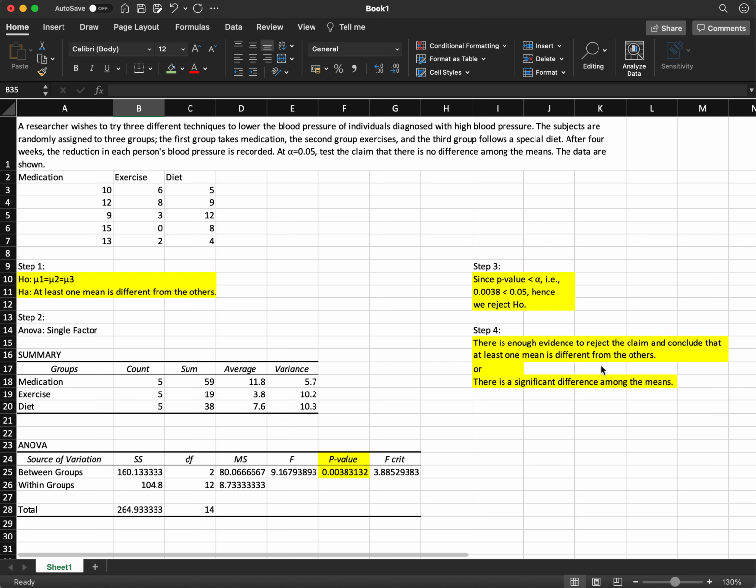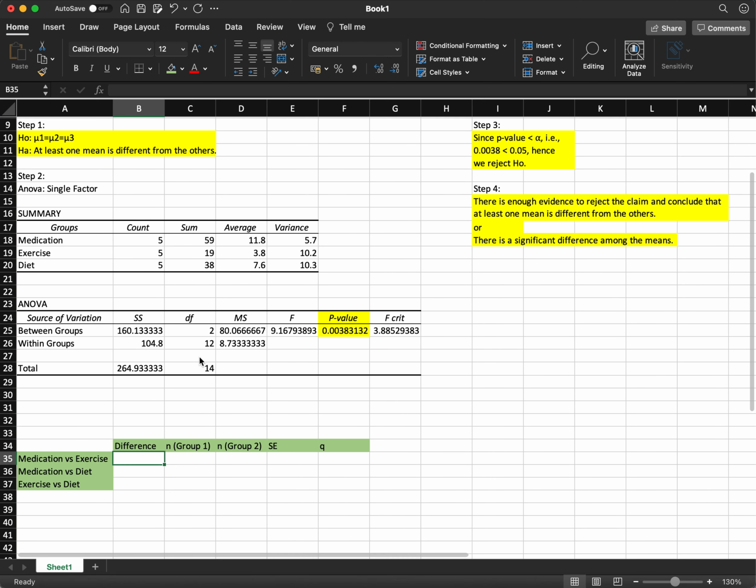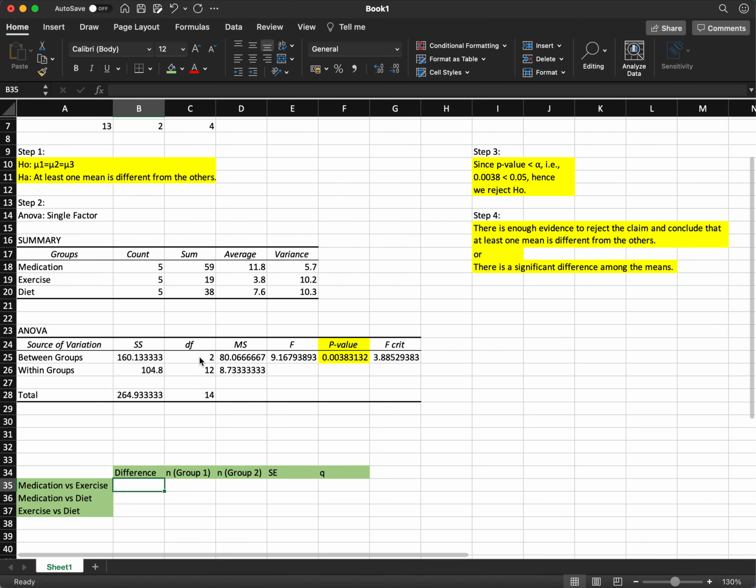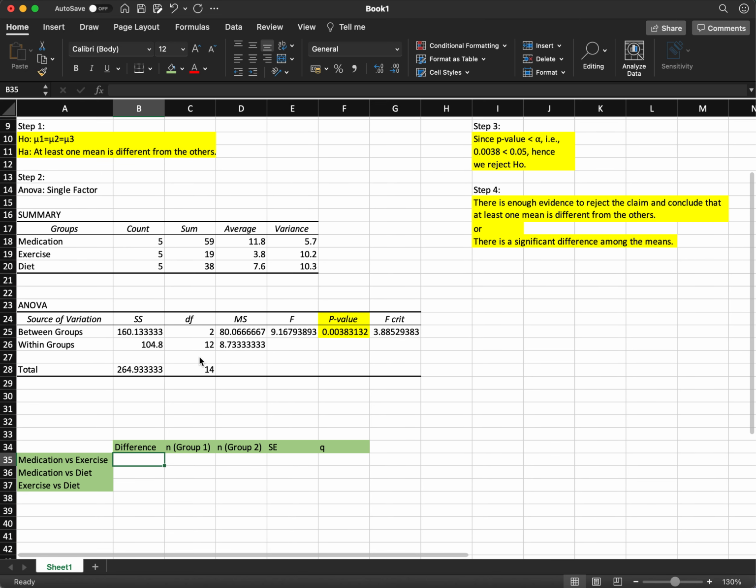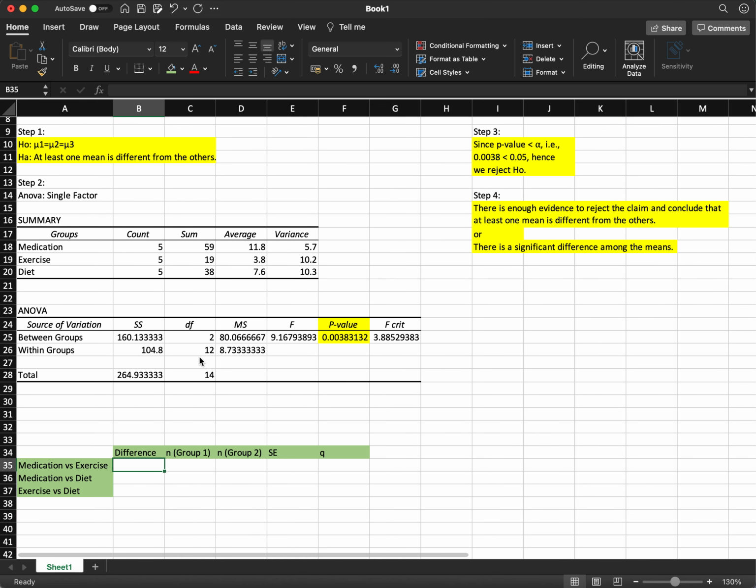The next question that comes to mind: which mean is that? Is it the mean in medication, exercise, or diet that differs from the others? A post hoc test is deemed important in these kinds of scenarios, wherein we need to really find out where the difference is coming from. So we're going to make use of the post hoc test called the Tukey-Kramer Q test, or some just call it a Tukey Q test.